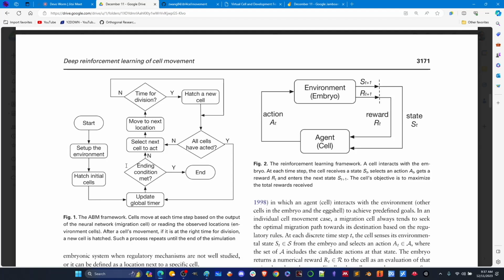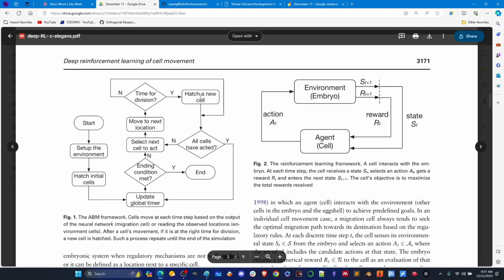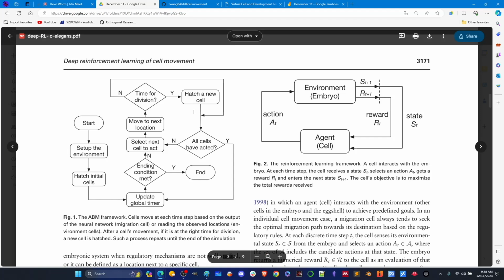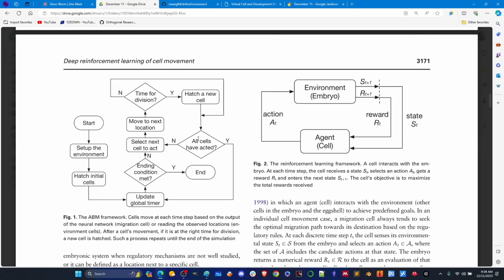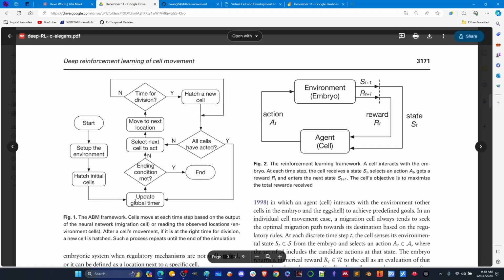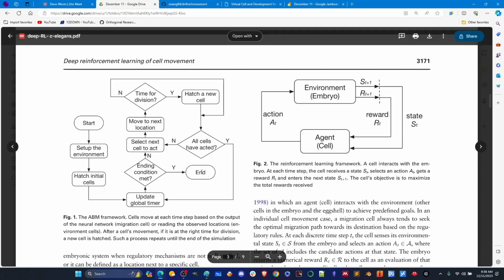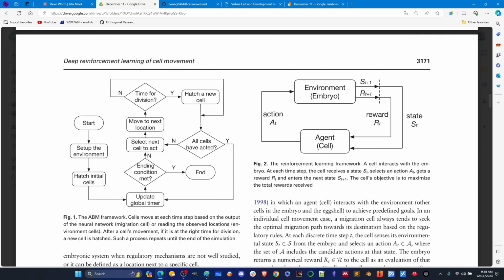You move to the next location. You have a division event. You hatch a new cell, which means it appears, or you don't hatch a new cell. And then you ask, have all cells acted? If they haven't, then you go back and select the next cell to act. If all cells have acted, then you update the global timer. You maybe select the next cell to act, or you ask, is the ending condition met? And if that's true, then you end the simulation.